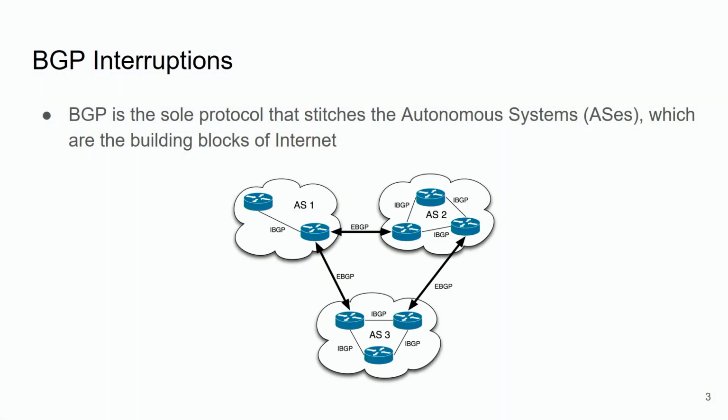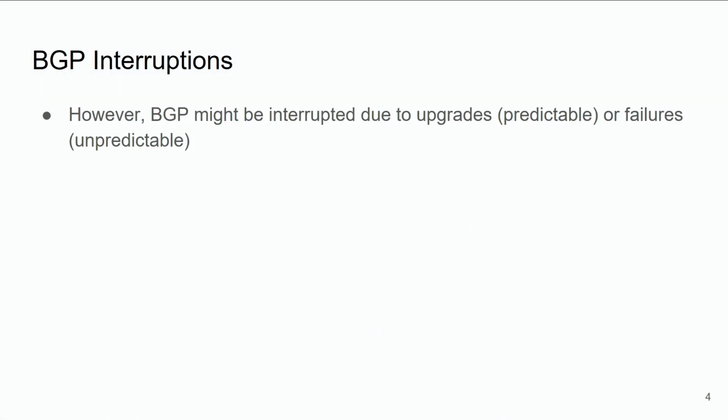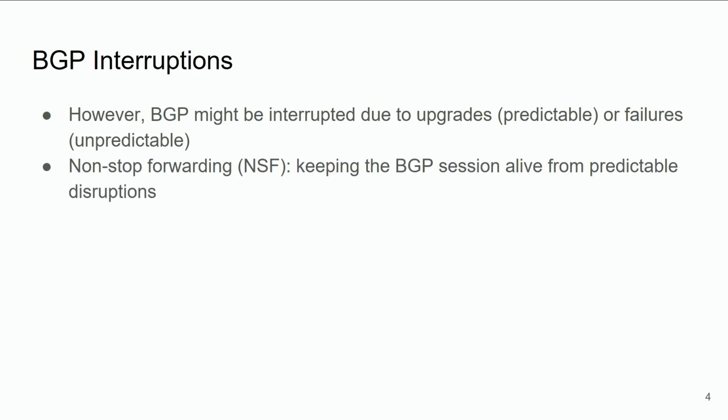I'm Yunming Xiao from Northwestern University. Today I'm presenting our work, Tensor, and this work is done together with Tencent, Chaos, and Tsinghua University. As we all know, BGP is a core protocol that stitches autonomous systems together, which are the building blocks of the internet. However, BGP might be interrupted due to either upgrades, which are predictable, or failures, which are unpredictable. We surely want to keep the BGP session alive through predictable disruptions, and this is called nonstop forwarding.